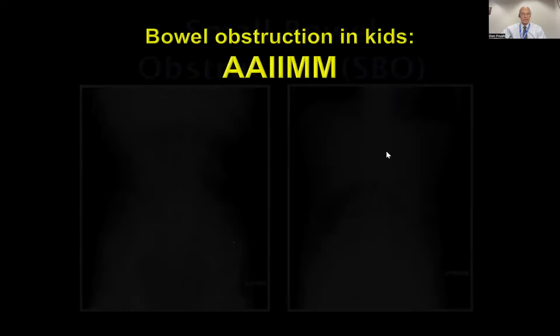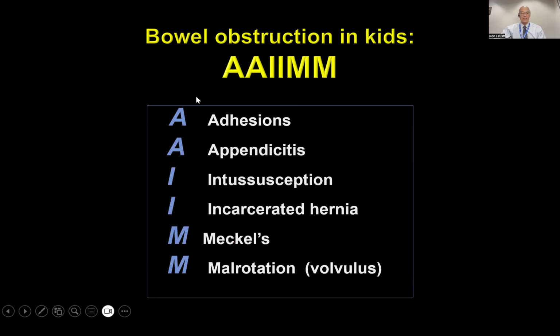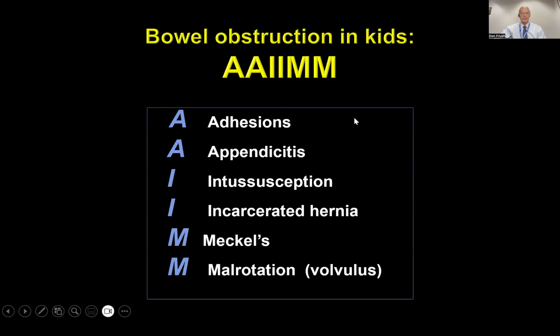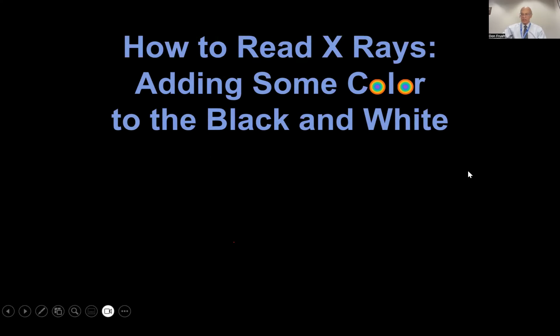Small bowel obstruction. And I'll just put this up because I think one of the previous speakers, Dr. Maxfield, talked about bowel obstruction in kids, and perhaps we can deal with this in a separate older scenario. And I think Dr. Brown also talked about this. These are the kinds of obstruction you see in kids: adhesions, appendicitis as part of the AIM mnemonic, intussusception, incarcerated hernia, Meckel's, and malrotation.